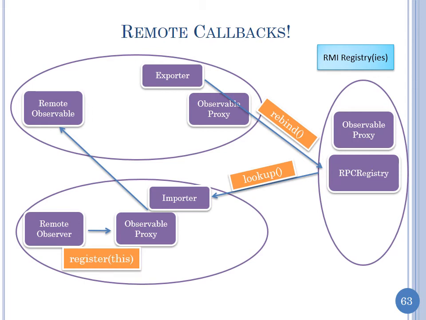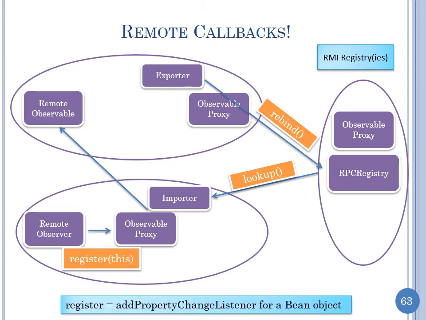And we will have the remote observer invoke a register method, passing itself as an argument, and this register method is invoked on the proxy. I'm talking about register in very abstract terms because I'm talking about the observer pattern. But if we're talking about a bean object, which is what we are dealing with in our implementations, then that register method is basically our add property change listener method. So it will call an add property change listener method on the proxy that it has, passing itself to it.